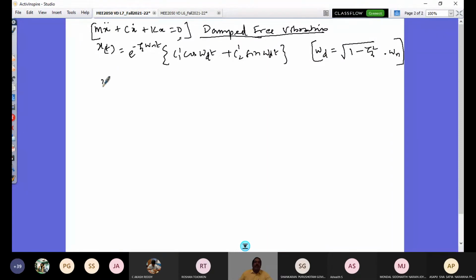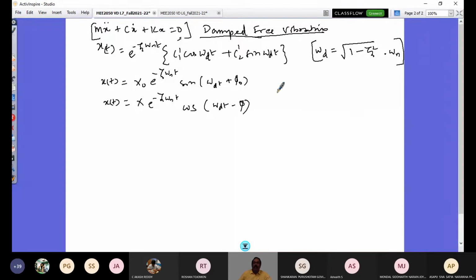And we can also write this response x of t in another form, x of t equals X naught e raised to minus zeta omega n t sine omega d t plus phi naught. Or I can represent this response by X e raised to minus zeta omega n t cos omega d t minus phi. We did not do this derivation, but I leave it to you to do, similar to what we were doing for undamped free vibration.